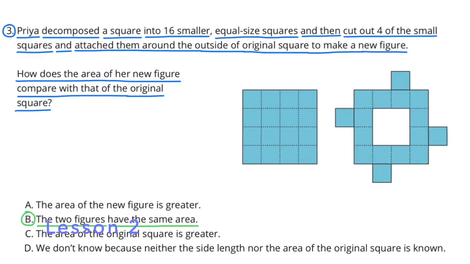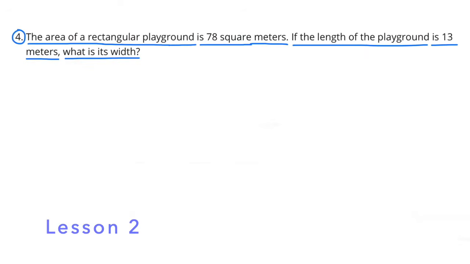B. The two figures have the same area. Number 4. The area of a rectangular playground is 78 square meters. If the length of the playground is 13 meters, what is the width?